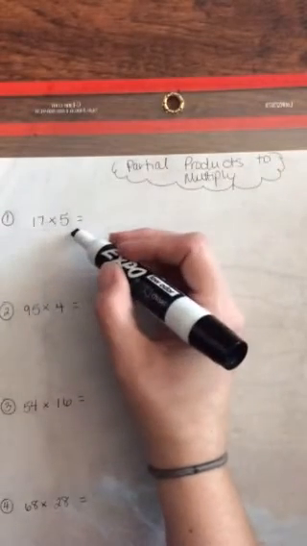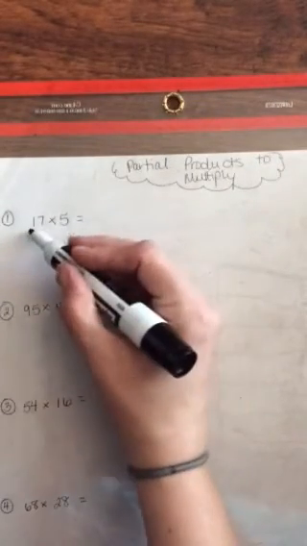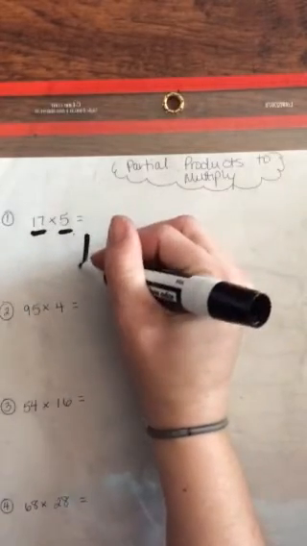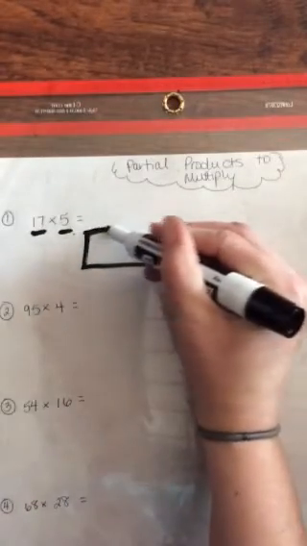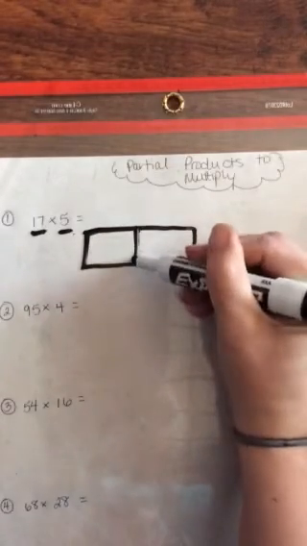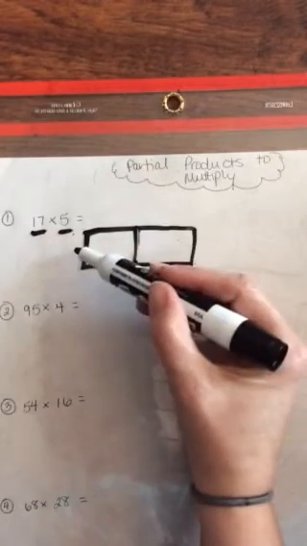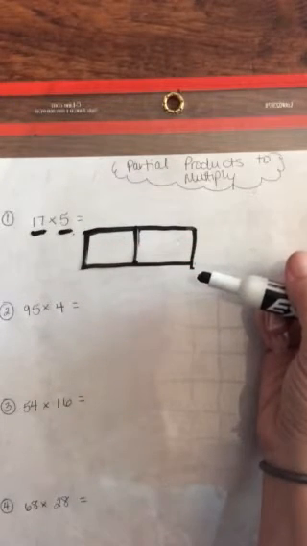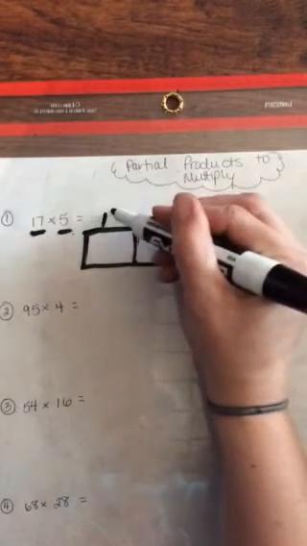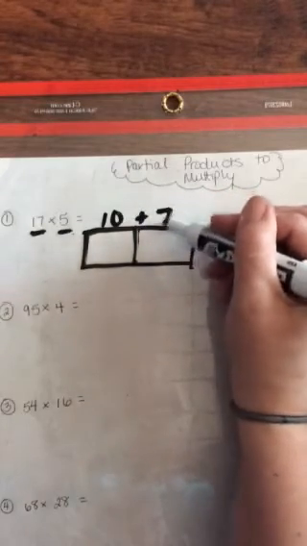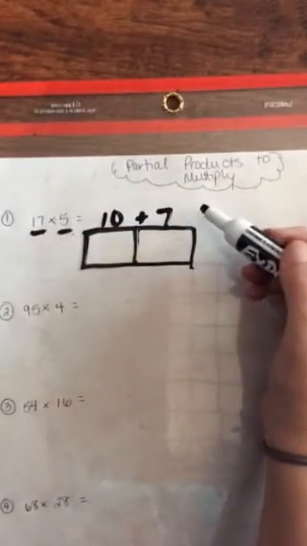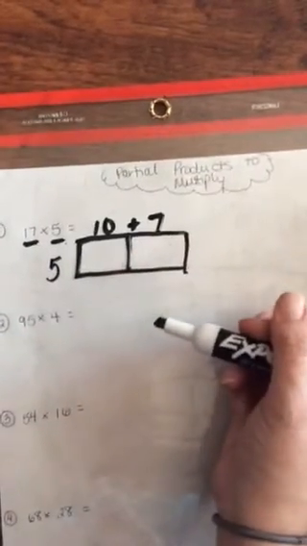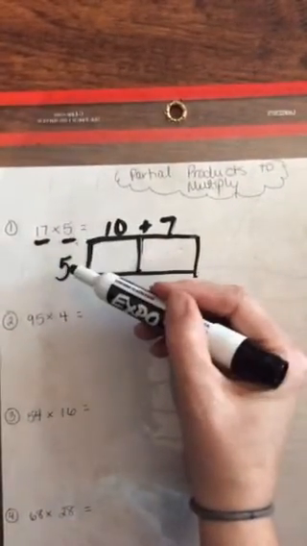If I were taking 17 times 5, I have a two-digit number here and a one-digit number here. So in order to show you visually what that would look like, I need a two-digit and a one-digit. So what I'm going to do is break 17 down by its place values. So 17 can be broken down into 10 plus 7. 10 plus 7 gets us 17. On the outside here, on the left side, I'm going to put a 5 because we're multiplying by 5.